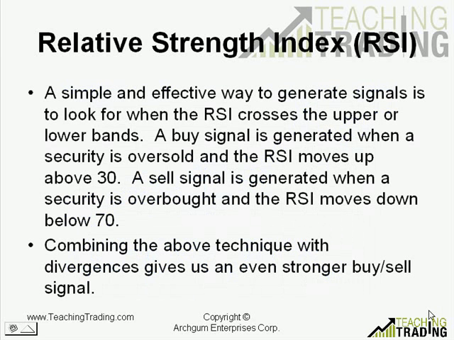A simple and effective way to generate signals is to look for when the RSI crosses the upper or lower bands. A buy signal is generated when a security is oversold and the RSI moves up above 30. A sell signal is generated when a security is overbought and the RSI moves down below 70. Combining the above techniques with divergences gives us an even stronger buy and sell signal.